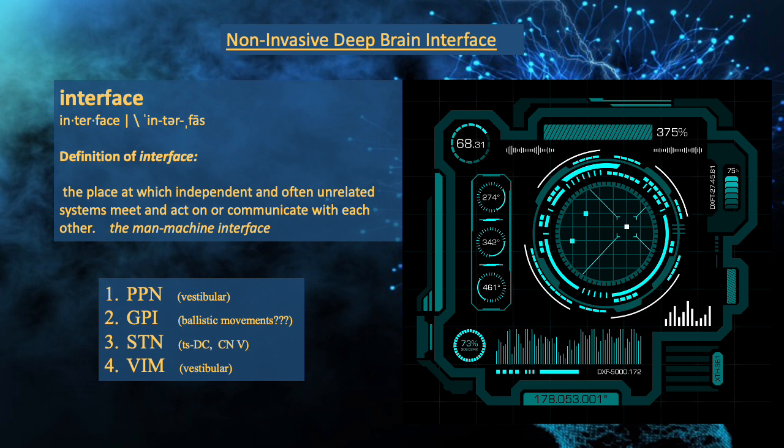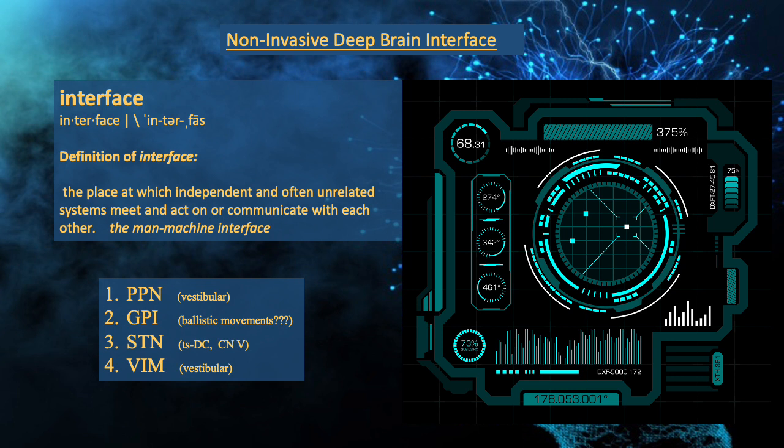So what exactly is a non-invasive deep brain stimulus interface? Well, let's start with the definition of interface. It's the place where independent and often unrelated systems meet and interact or communicate with each other. Think of it as a man-machine interface, for example.